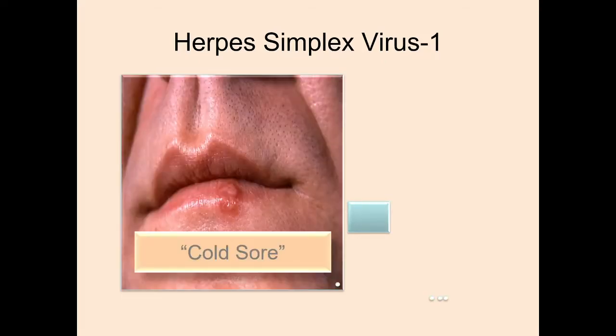The first virus that we're going to talk about is herpes simplex virus 1. Now, like a lot of sexually transmitted infections, and frankly, like a lot of infections in general, there are multiple types of that same infection. So in herpes simplex virus 1, we're looking at the virus that causes the common cold sore. Fever blisters, you might have heard them called.